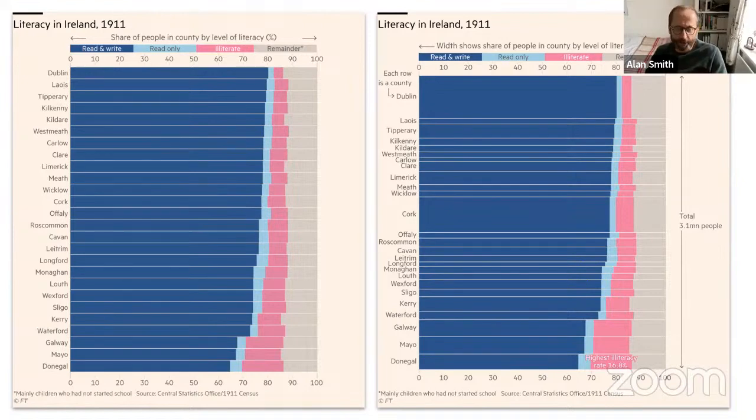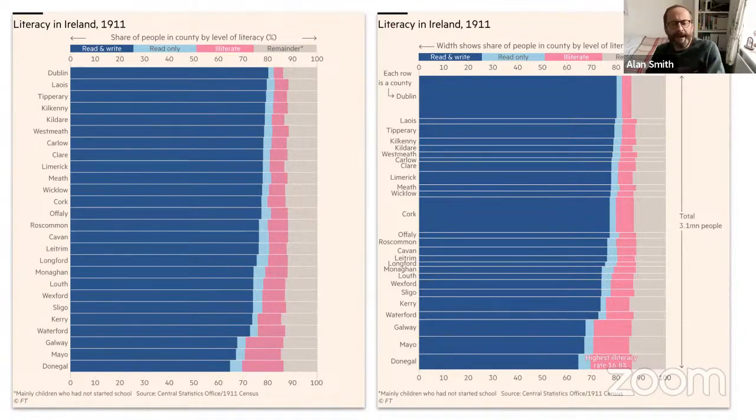because that top county, Dublin, where we saw was the most literate, was also the most populous. And so we can kind of see that difference. Whereas you can see the smaller counties are much, much smaller in terms of overall population size. So this is a chart where you need to, if you like, go beyond what a pie chart can do, right? You can show a lot more information in one of these Marimekko charts by using these two axes.